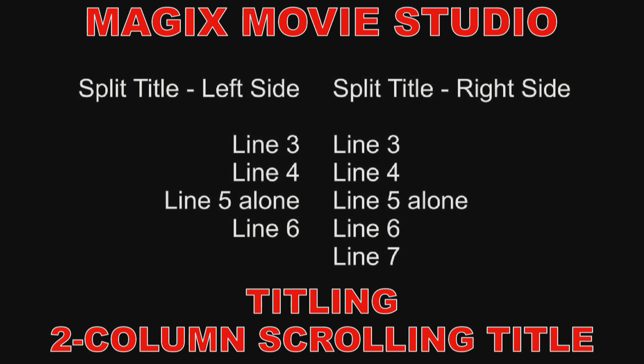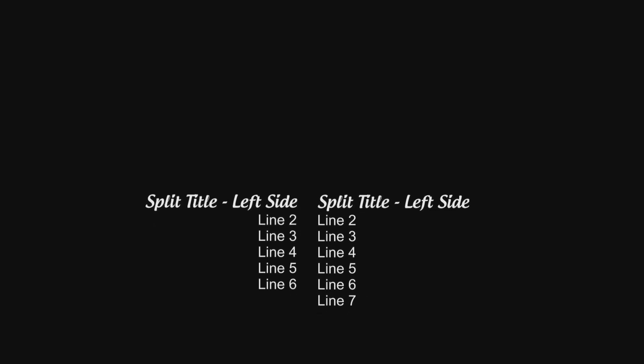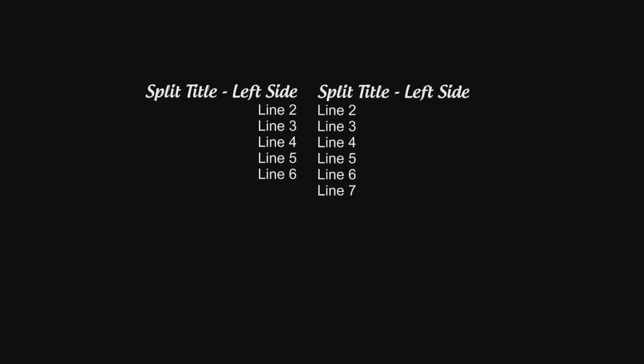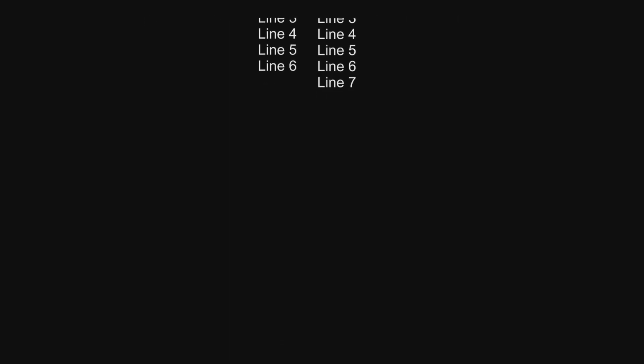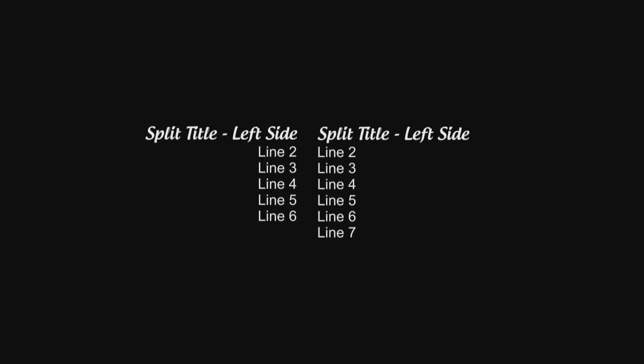Hi home video makers. A user on the magix.info forum asked how to create a two-column scrolling title. In Magix Movie Studio, there is no built-in multi-column possibility, but you can still create a multi-column title.